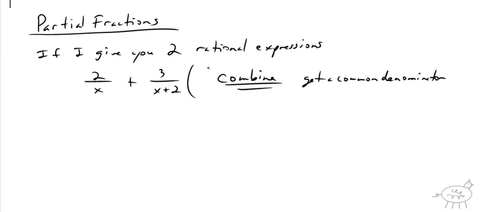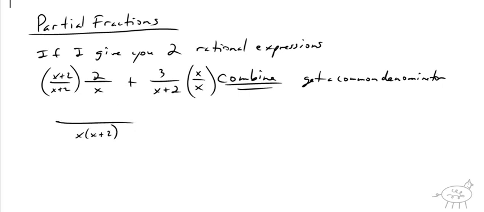All right, so our common denominator, of course, is x times x plus 2. So I'm going to multiply this one by x over x, and this one by x plus 2 over x plus 2. Okay? And then we have one denominator, which is x times x plus 2, right? And I distribute that 2, so I get 2 times x is 2x, 2 times 2 is 4, and plus 3x. And then I simplify that to 5x plus 4 over x times x plus 2. Right? That's pretty easy, right?